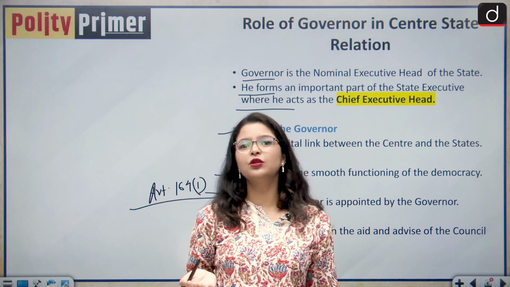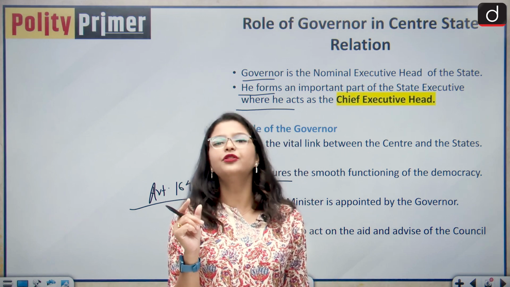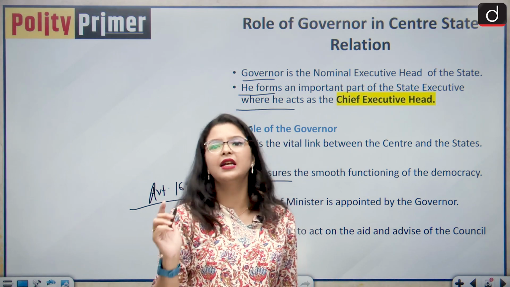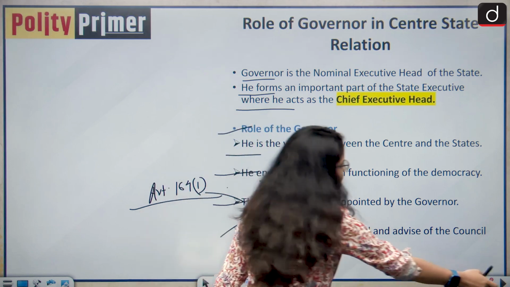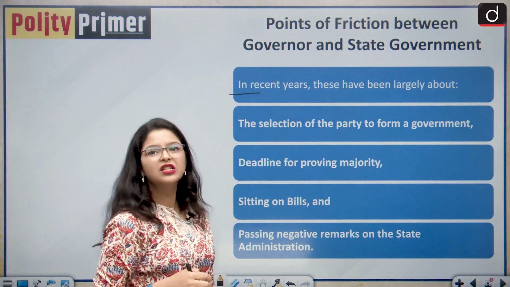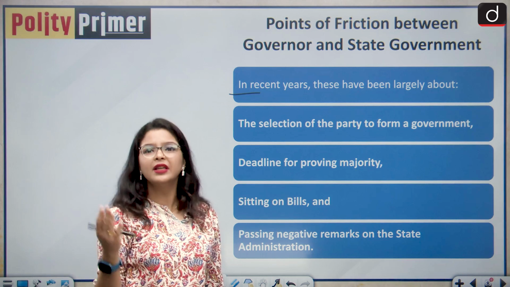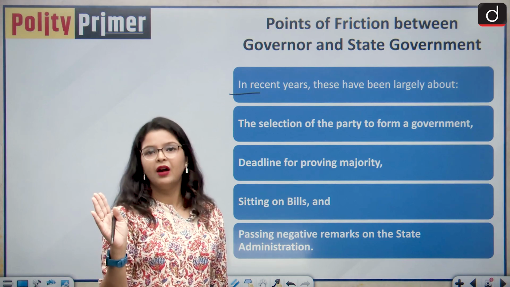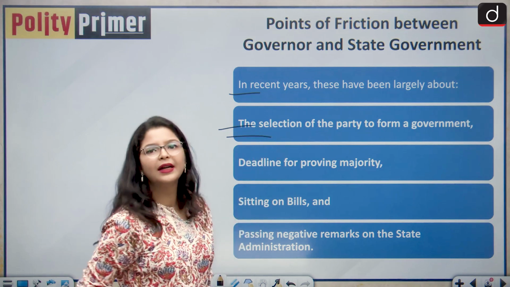Now let us proceed to see the points of friction or the points of tussle between the governor and the state government and his relation to the state government. In recent years, these have been largely about what? The points of friction between the state government and the governor. So, the selection of the party to form a government.